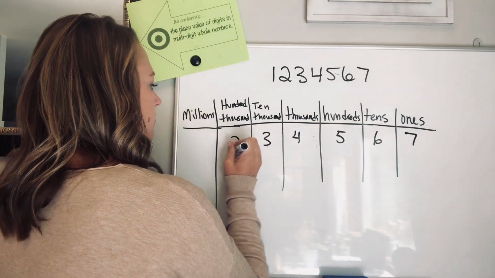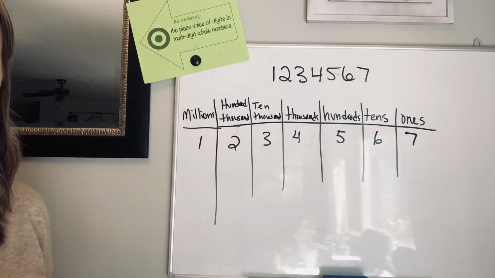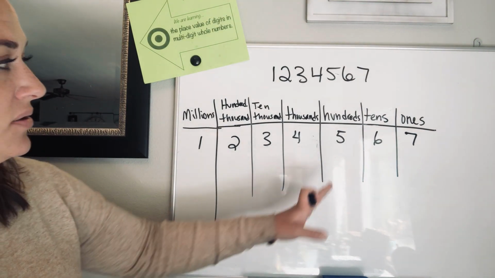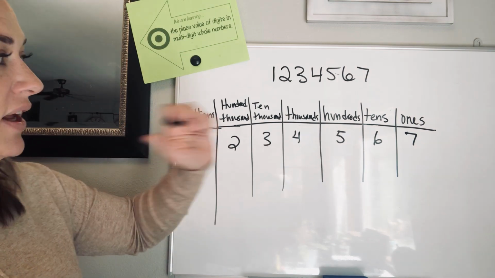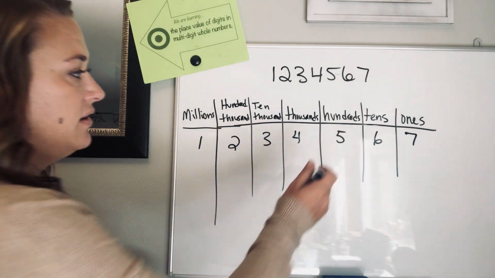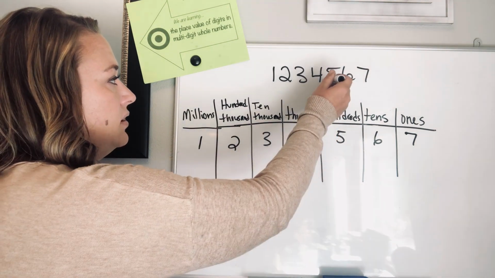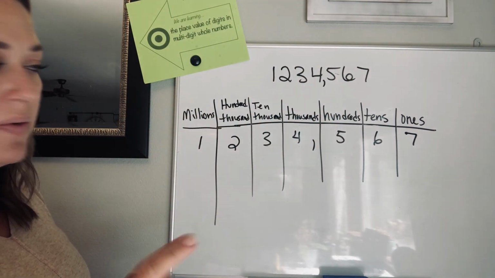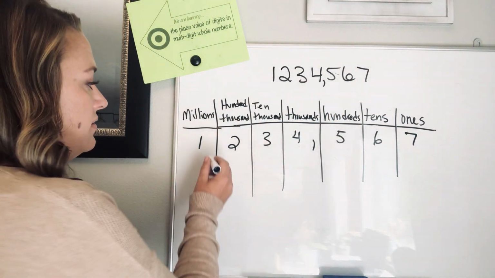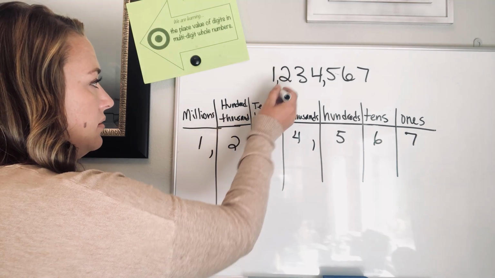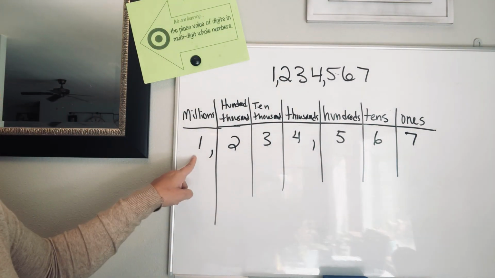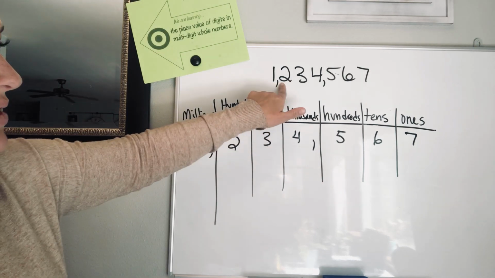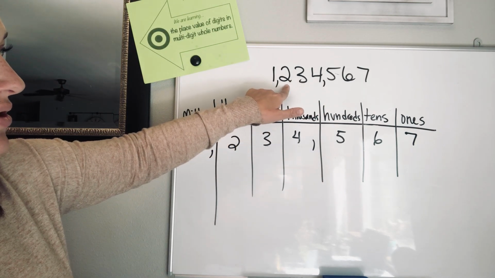Ooh, now we've got some value in our millions. We're going to need 2 commas for this number because it's so big. Our first comma always goes behind our thousands place, and our second comma always goes right behind our millions. So we're going to read this number as 1,000,000. These 3 we read together.